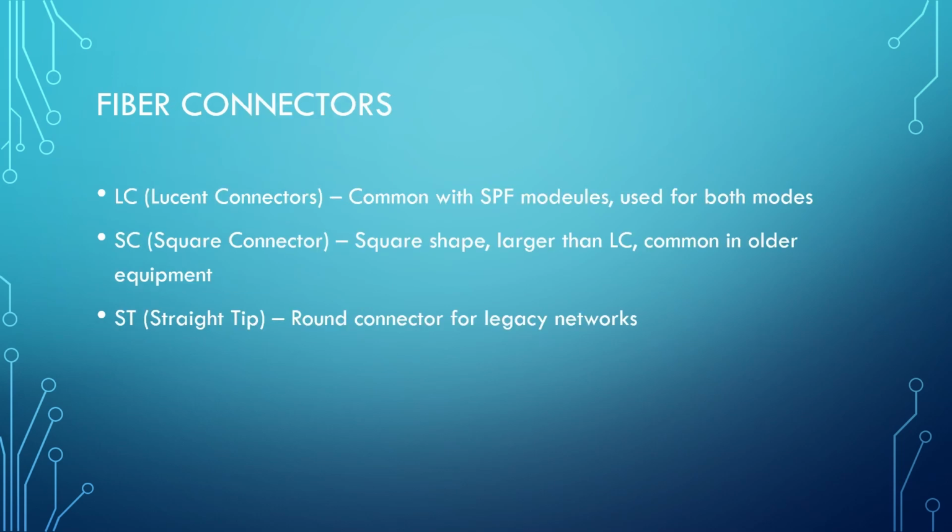Fiber connectors have a couple different options to use to connect to the switch or other equipment. An LC, or Lucent connector, is common with SFP modules used for both modes. An SC, or square connector, is a square shape. It's larger than your Lucent connectors, but it's common in older equipment. And even older than that is ST, or straight tip, just a round connector for legacy networks.